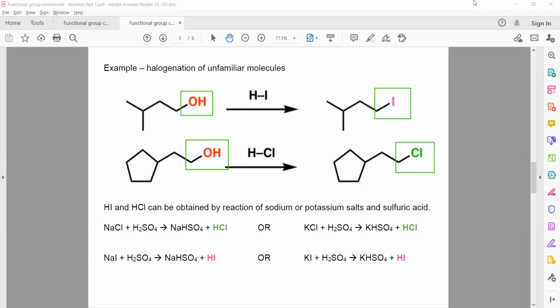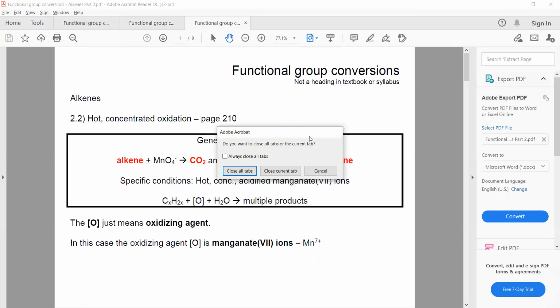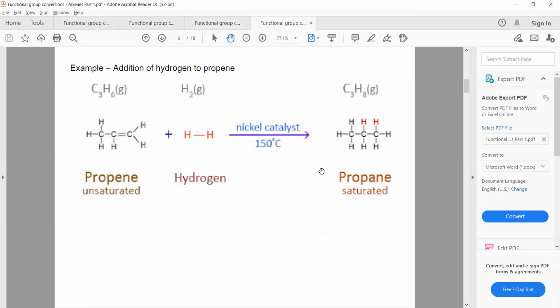I can't remember exactly where we started with this, because we were talking about OHs and whether we were going to form primary or secondary. I'm just trying to think in what context. In fact, you know what we need to do? We actually need to go back quite a bit, and we need to go back to alkenes. We need to go back to alkenes part 2, if I'm not mistaken. Nope, not part 2. We need to go to alkenes part 1 over here.